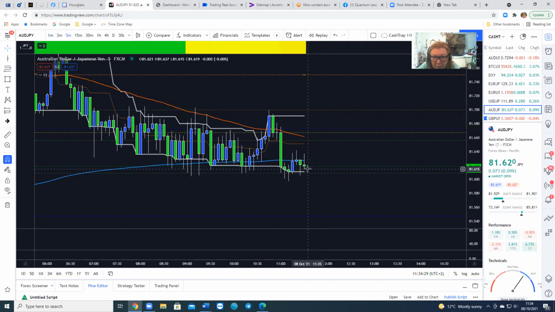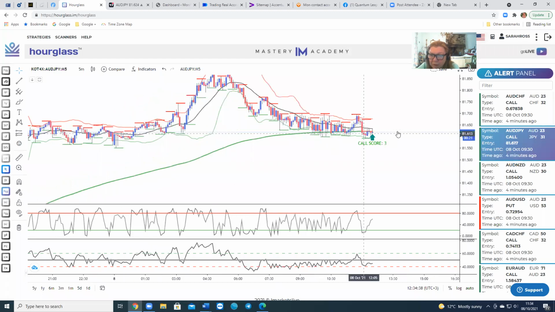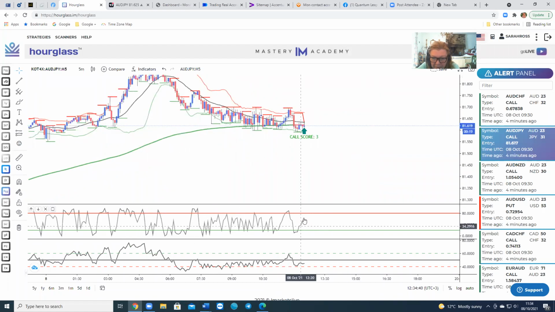Put it back on the 5 minute. It did try and wick up a bit off the half hour. So come back to HourGlass. Gave us a call 4 minutes ago. So we're coming up to the 35 past candle. It's not quite in the overbought area, but it's below our grey line. It's pointing up. So we want to see that point down.